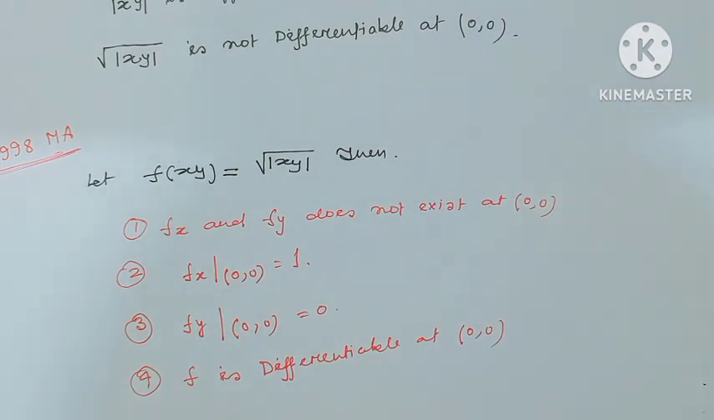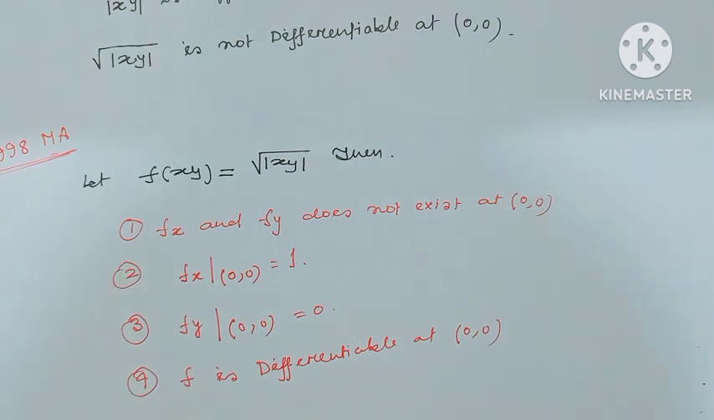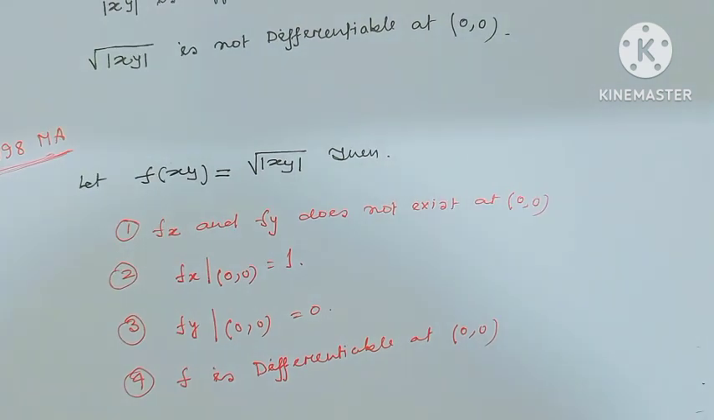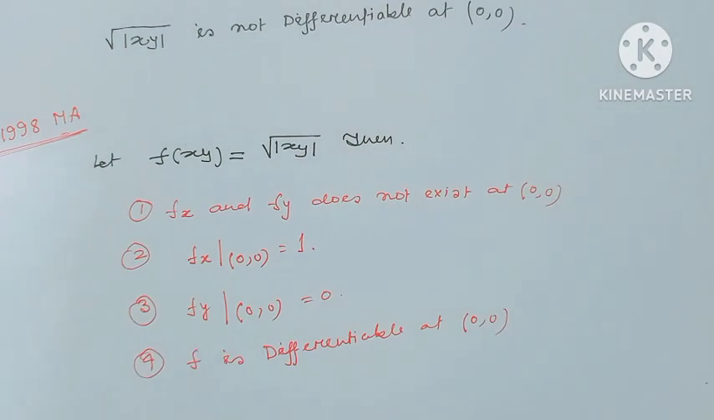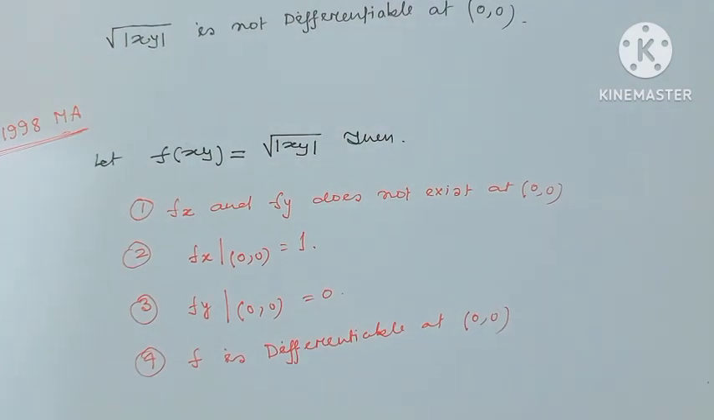Then option 1: fx and fy do not exist at (0,0). Option 2: fx at the point (0,0) has the value 1, fy at the point (0,0) has the value 0, and f is differentiable at the point (0,0). Which of the following is true?